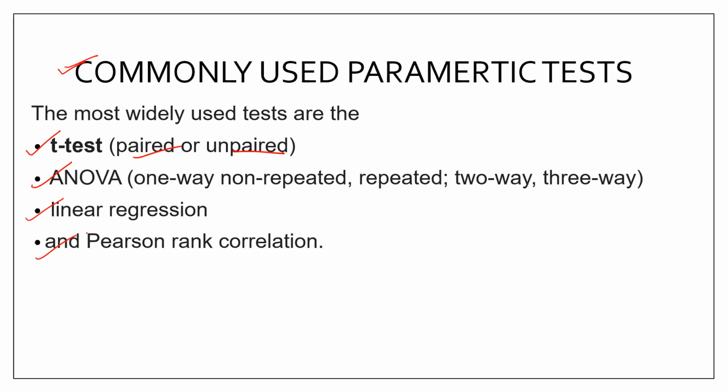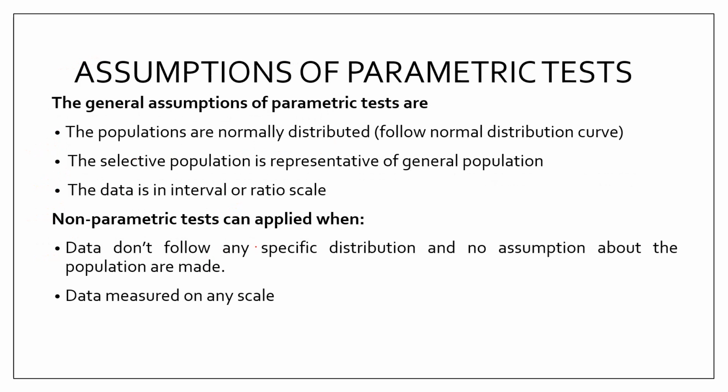If not, then for the t-test we are going to use the Mann-Whitney test, which is a non-parametric test. For ANOVA, if it is not normally distributed, we are going to do the Kruskal-Wallis test. For linear regression, we are going to use Spearman regression, or for the Pearson rank correlation, instead of that we are going to use the Spearman correlation. So these are the things we perform depending on how the data is distributed.